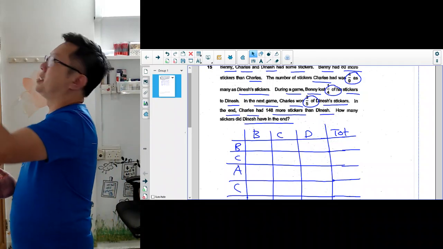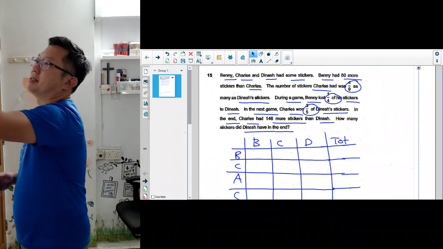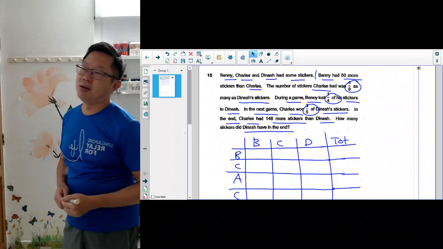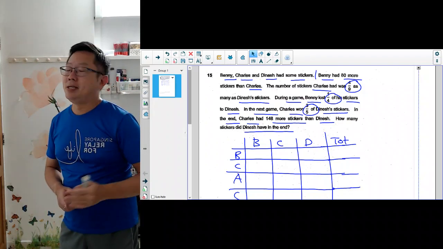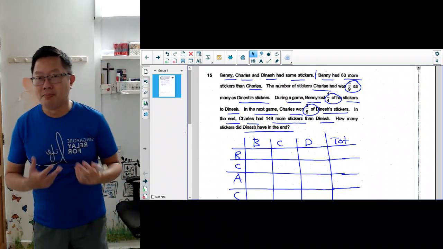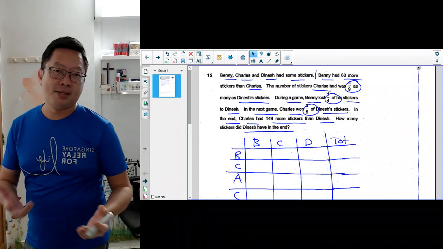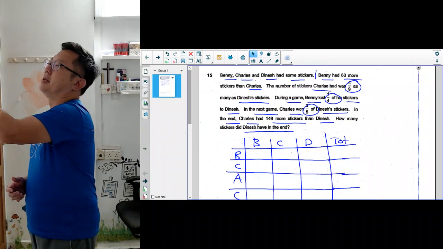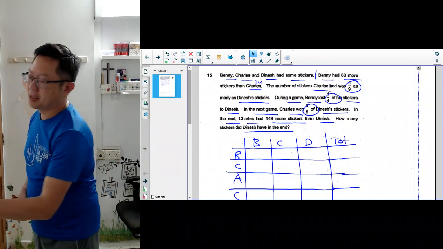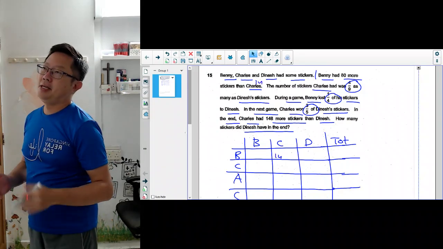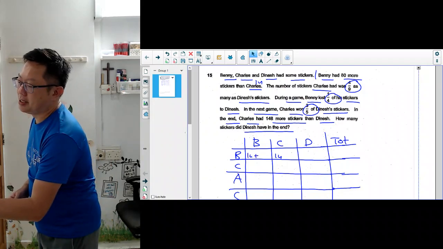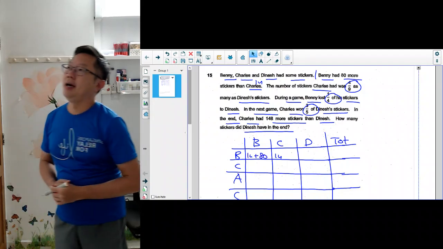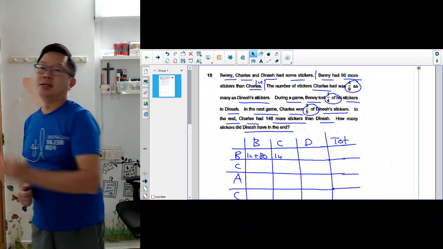Benny, Charles, and Dinesh have some stickers, so nothing to put inside. Benny had 80 more than Charles. We can do something already. So when somebody has lesser, something that's smaller, a smaller group, what do you call that? You call it 1 unit. So Charles has 1 unit. So let's put 1 unit. And then Benny had 80 more than 1 unit, or 1 unit plus 80. Okay? And so that's how we fill in the second sentence.